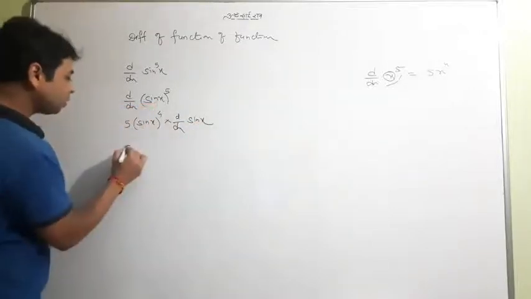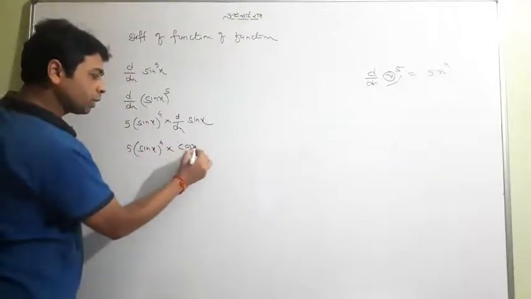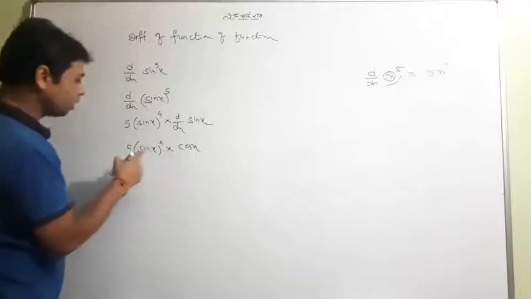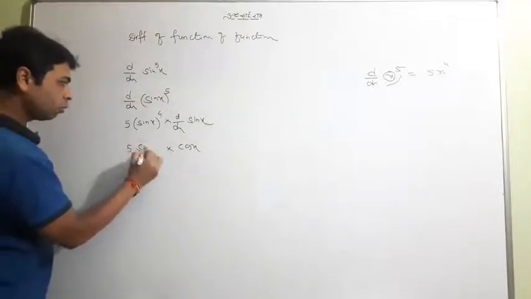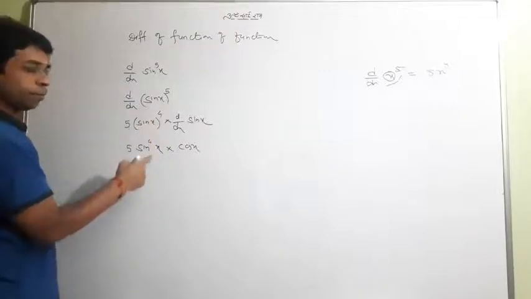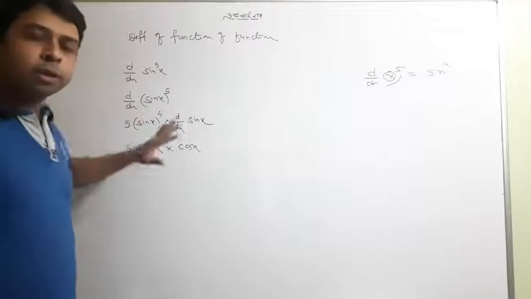And the answer is 5 sin x to the power 4 times cos x. Sin x, differentiate sin is cos x. You can also write this particular term as sin to the power 4 x, because both are the same. So that is what you have seen till now.